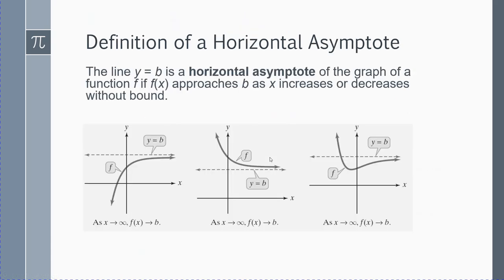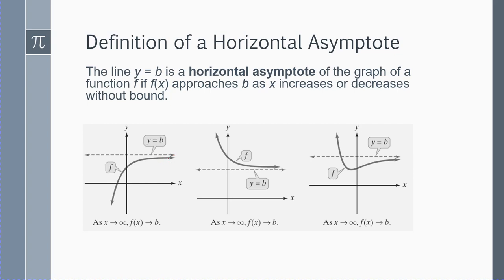All right, horizontal asymptotes, a little bit harder. Maybe not, but there's a process for it. Let me give you a definition. The line y is equal to b is a horizontal asymptote of the graph of a function f if f of x approaches b as x increases or decreases without bound. What that means is, as x gets larger and larger in value, the function approaches this line y is equal to b.